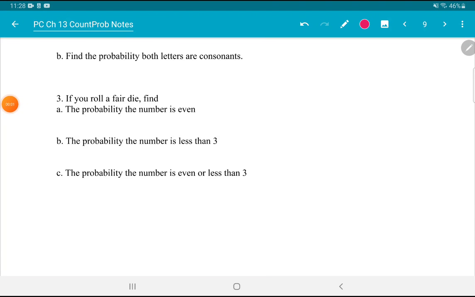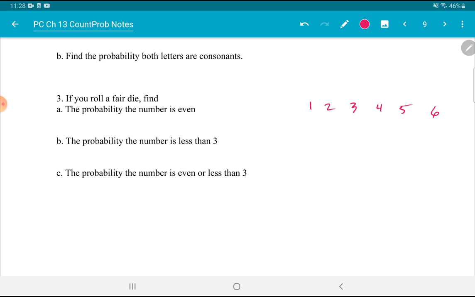Number 3. If you roll a fair die, find the probability the number is even, the probability the number is less than 3, and the probability the number is even or less than 3. Alright, so because this situation is different from our previous problem, now we're working with a die. Now this is just going to be a regular 6-sided die, so you know that you have the numbers to work with, which are 1, 2, 3, 4, 5, 6.